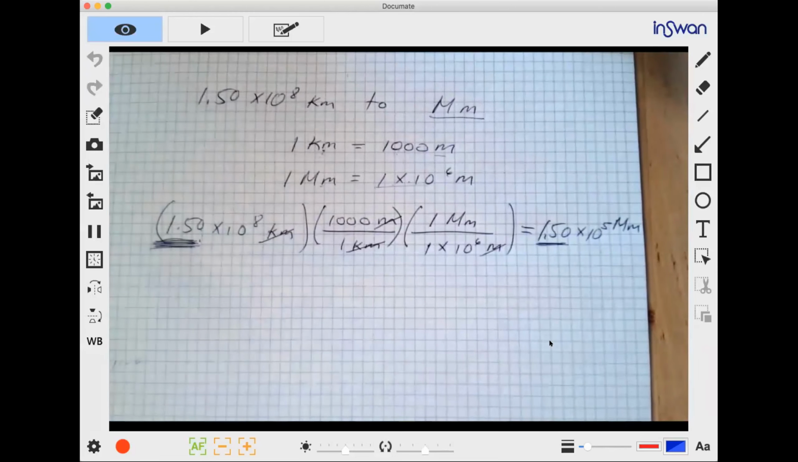We can go back and see what happens when we enter that in the homework. So I'm switching screens.